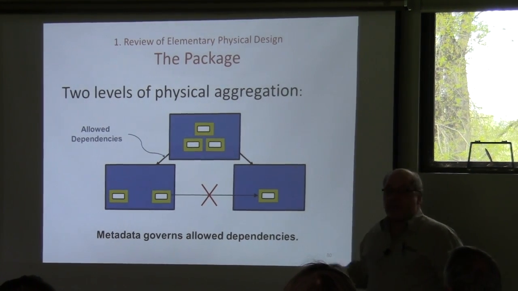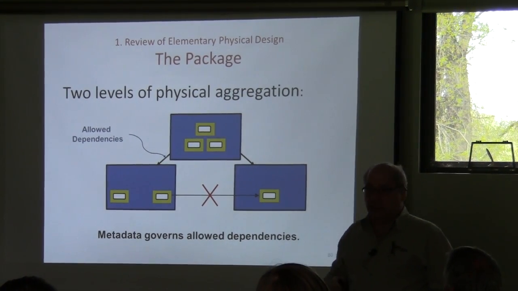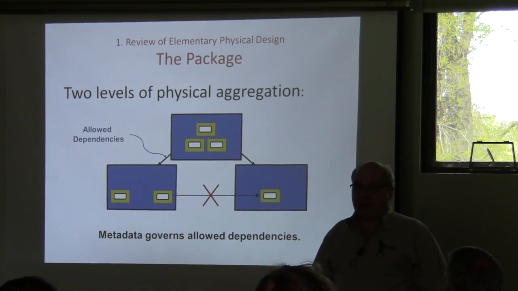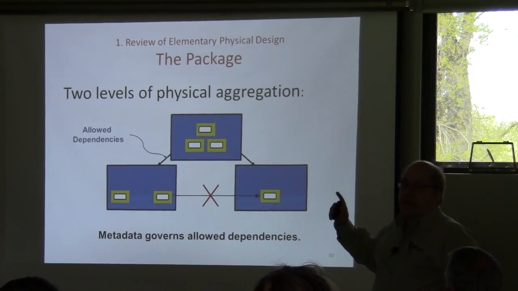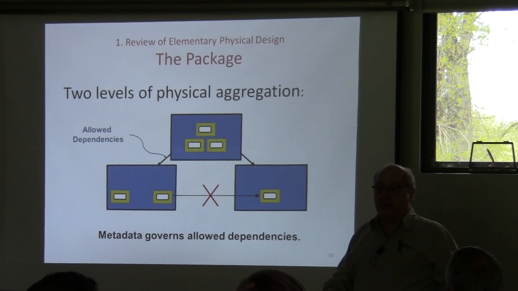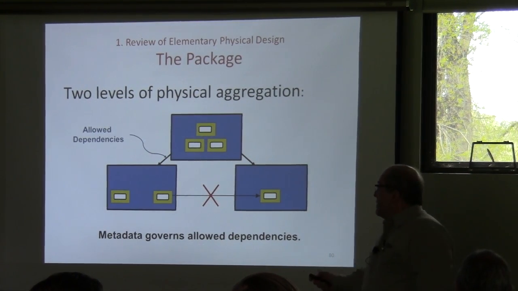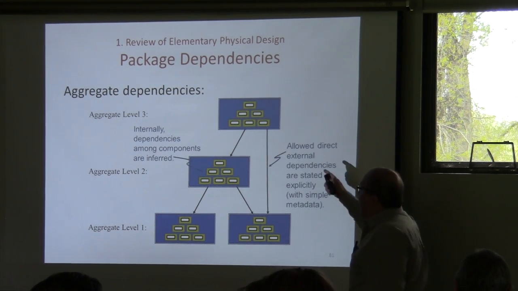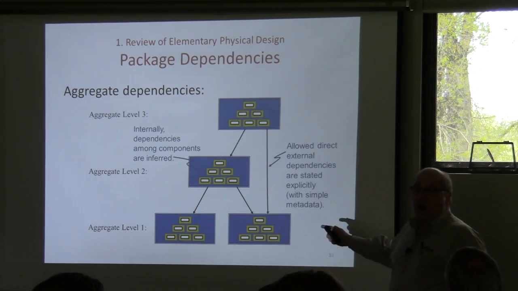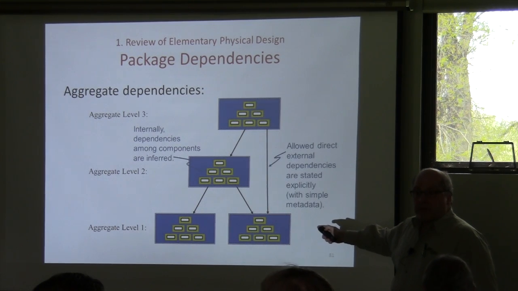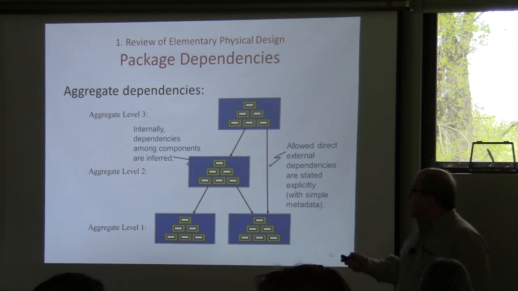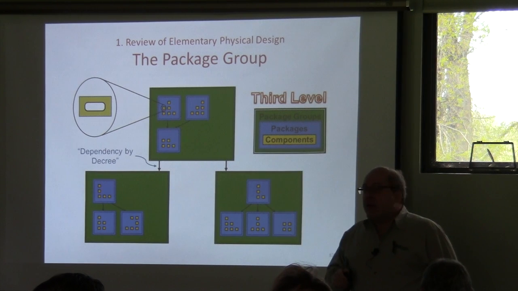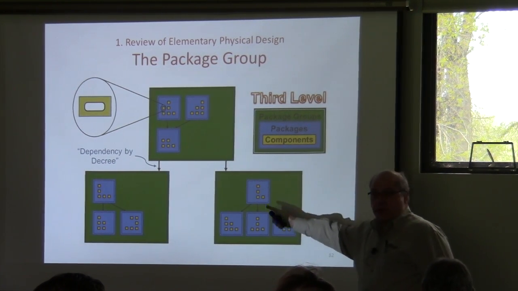But without the redundancy of the metadata, the tools won't tell us anything, except perhaps that we have a cycle. But this is way in advance of the cycle. This is trying to design something up front. So here is a collection of package dependencies, a group of packages, if you will. And so this is the second level of aggregation. And now we look at the third level. And the third level of aggregation is a package group.